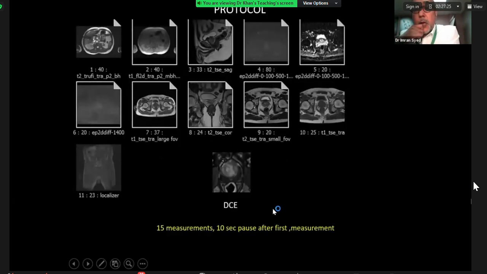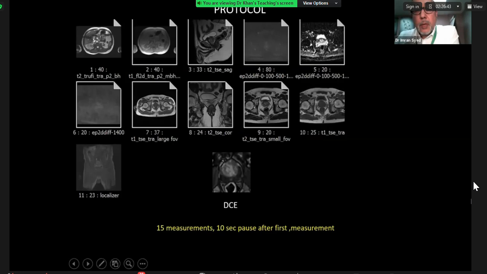Now, the typical sequences that are utilised for multiparametric MRI imaging: we use a T1 large field of view for the abdomen. T2 sagittal sequences are important. We use a DWI sequence as well as the ADC mapping. We use a T1 large field of view for the pelvis as well as a small field of view. And the mainstay of the imaging is the T2 small field of view for the pelvis and the prostate, and we use coronal imaging as well, and this is largely used for nodal definition.